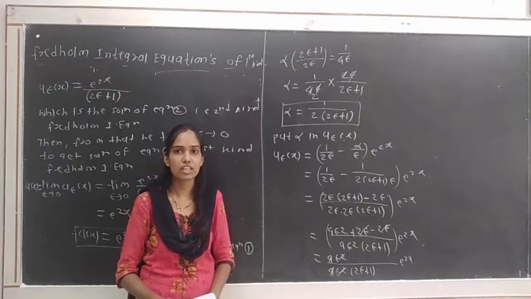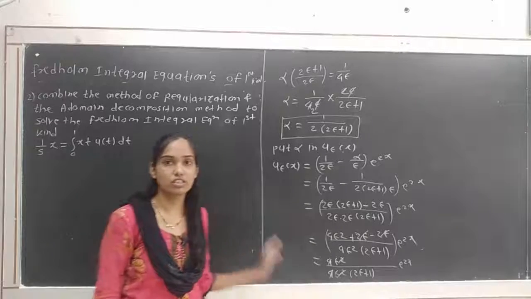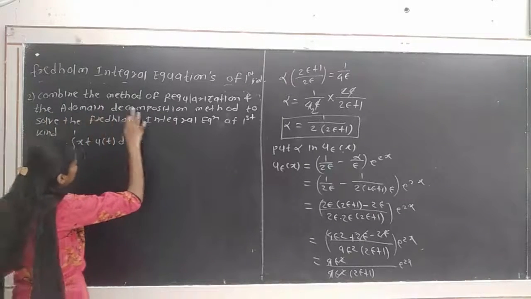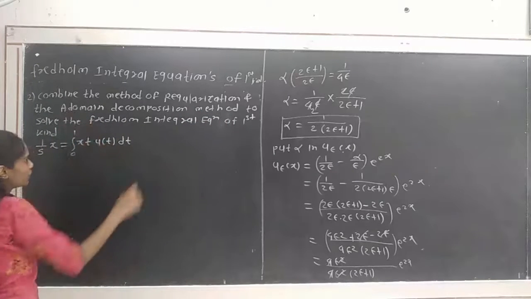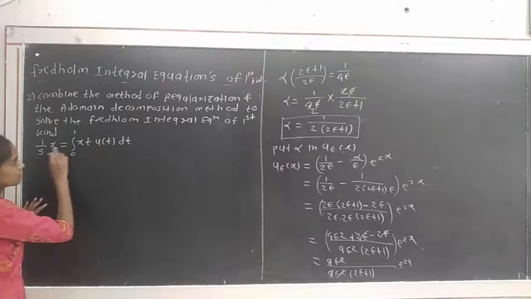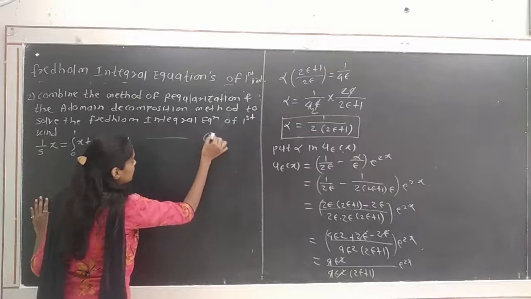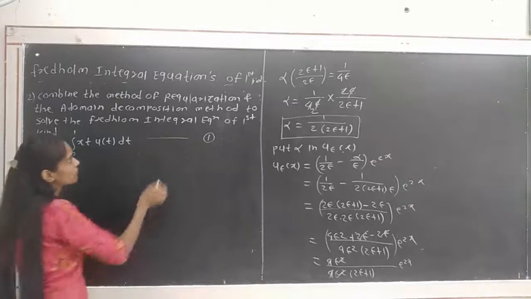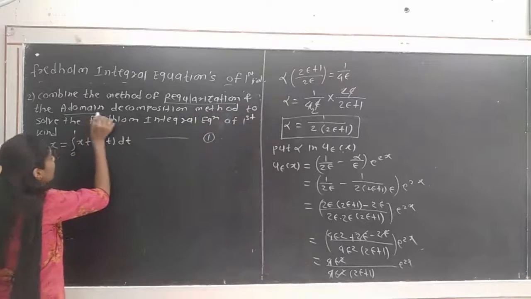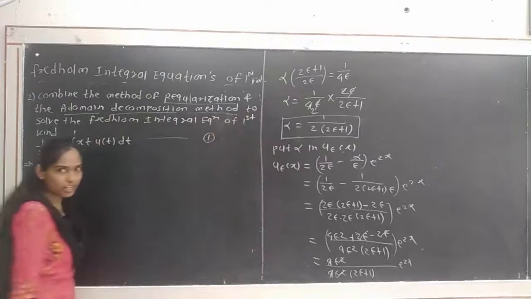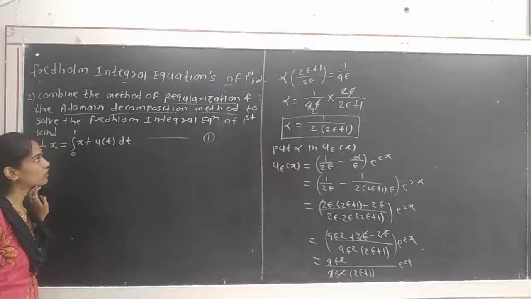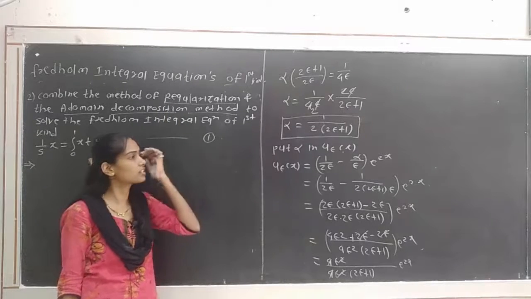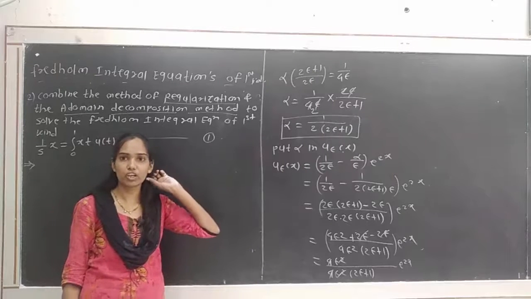Then we see the next example. Combine the method of regularization and the Adomian decomposition method to solve the Fredholm integral equation of first kind. First take the given first kind integral equation as equation number 1. Here we want to use the method of regularization and the Adomian decomposition method: using regularization we first convert the first kind to a second kind equation, and for solving the second kind integral equation we use the Adomian decomposition method.